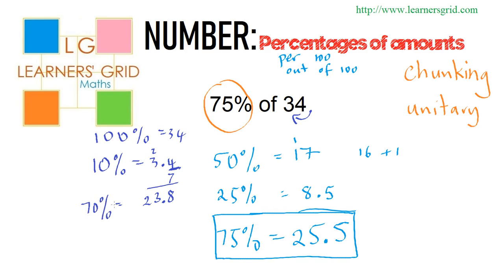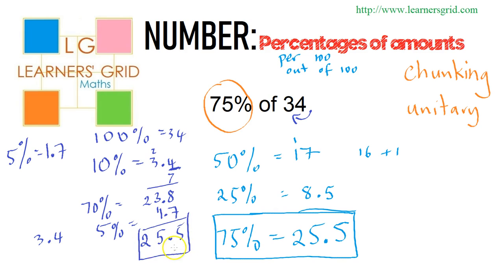And if I want 5%, I know that all it is is half of 10%. So half of 10%, which is 5%, right? Let me just make that a bit tidier. Okay, so 5% equals half of 3.4, right? And we already know that half of 34 is 17, so it's 1.7. So 1.7, that's the 5%, right? Add them up, and we get 25.5, the same as the one over here. So that's another way of getting there.